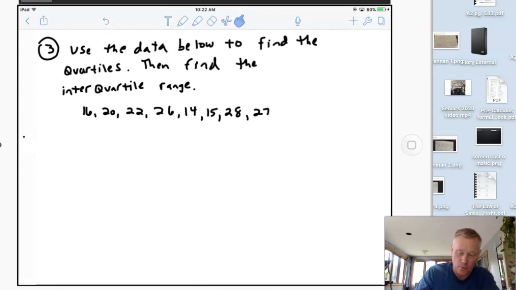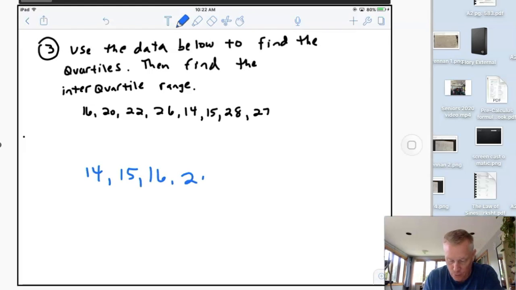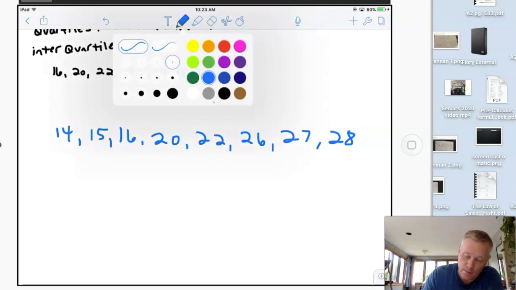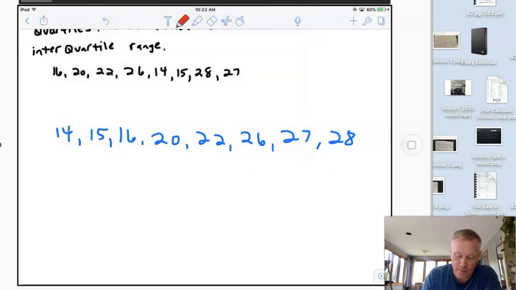All right, so the first thing we're going to do is organize these from smallest to greatest. 14, 15, 16. Next one after that is 20, 22, 26, 27, and 28. Double check to make sure you got all of them. 1, 2, 3, 4, 5, 6, 7, 8. I'm good. Okay, now so I find the median first.